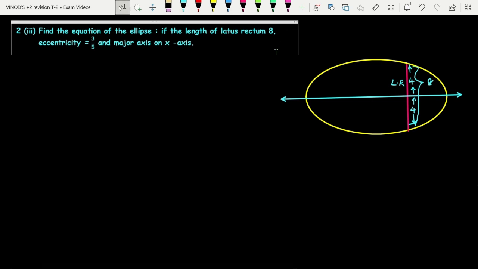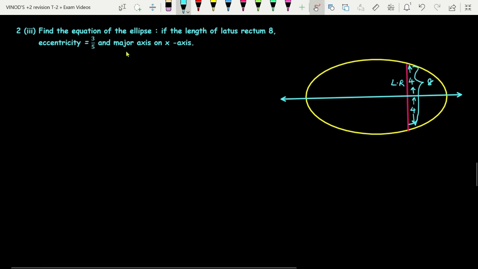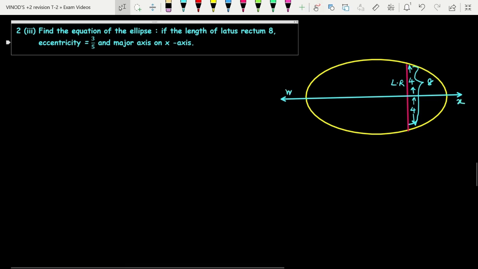And what is the eccentricity? Eccentricity is given to be 3 by 5, so e is equal to 3 by 5. And the major axis is on the x-axis. Because the major axis is on the x-axis, it is a horizontal ellipse.